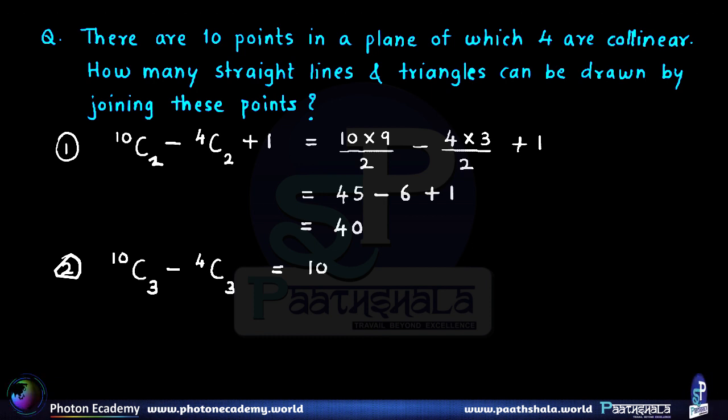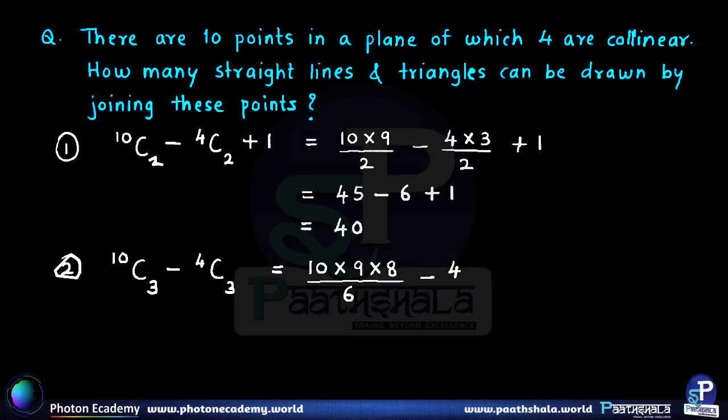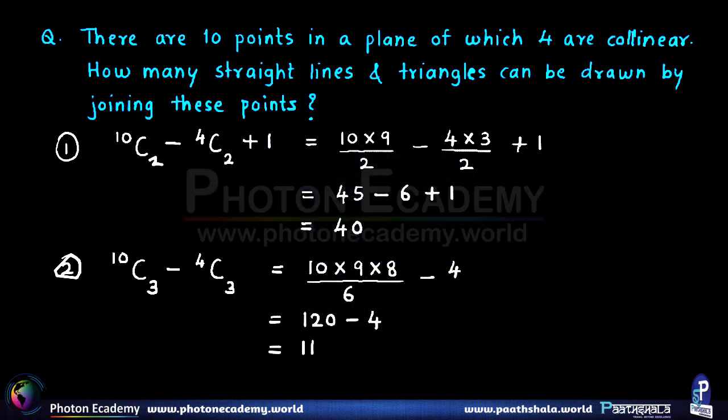So 10C3 is nothing but 10 into 9 into 8 whole upon 3 factorial, which is 6, minus 4C3, which is nothing but 4, because 4C3 is the same as 4C1. So calculating further, it is 120 minus 4, which turns out to be 116. So that's the final answer.